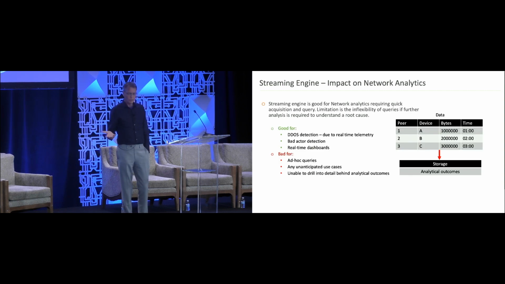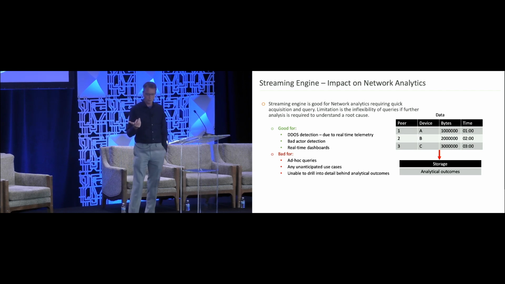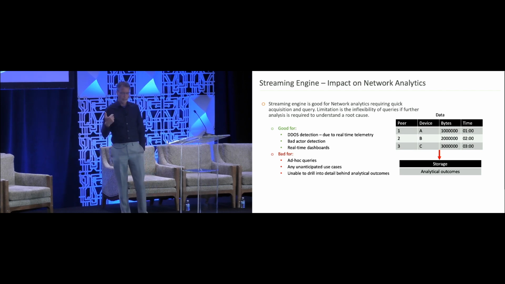So what do these different engines mean for the sorts of things you can do? A streaming engine is all about real time. It's about collecting data as it arrives and giving those results as it arrives. So it's great for DDoS detection and bad actor detection and real-time dashboards. So anything where you need to know what's happening right now, maybe something where you need to act in reaction right now, streaming is good for that. But again, you've got to know what you're looking for before the data arrives.